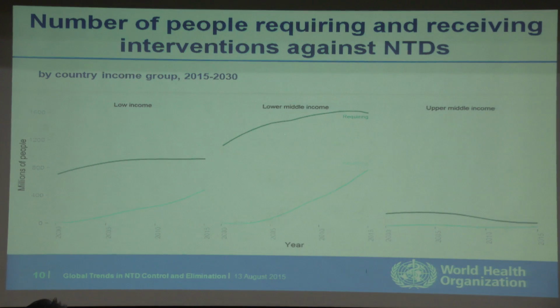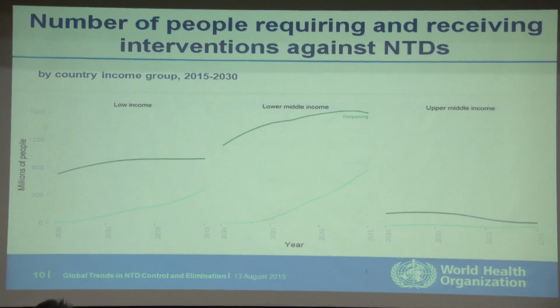And there are 2 things to note here. One is the very high number of people that require intervention still against NTDs. We're talking more than 1 billion people. But also that the gap between those requiring and those receiving remains very large in middle income countries, and indeed specifically in the lower middle income countries.